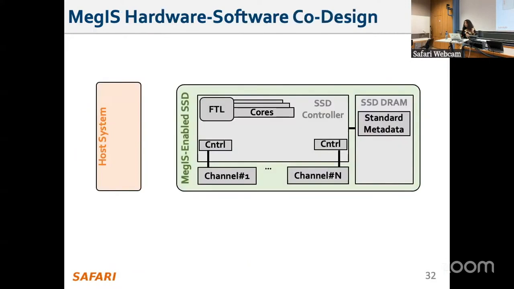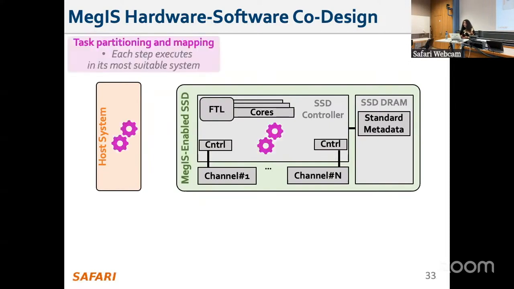So to leverage and orchestrate the capabilities of both of these systems, MegIS includes hardware-software co-design in 5 general directions. The first one is task partitioning and mapping, such that we ensure each step of metagenomic analysis executes in the most suitable system. So as we will see later, step 1 will run in the host system, and steps 2 and 3 will run in the storage system. We will discuss in more detail later why.